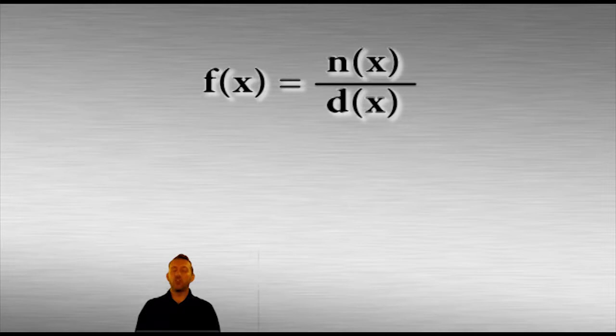The quotient rule is used whenever we have a rational function. These typically won't simplify out. To do this, we're going to break our function into two parts. We're going to have our numerator, or n of x, and our denominator, d of x.